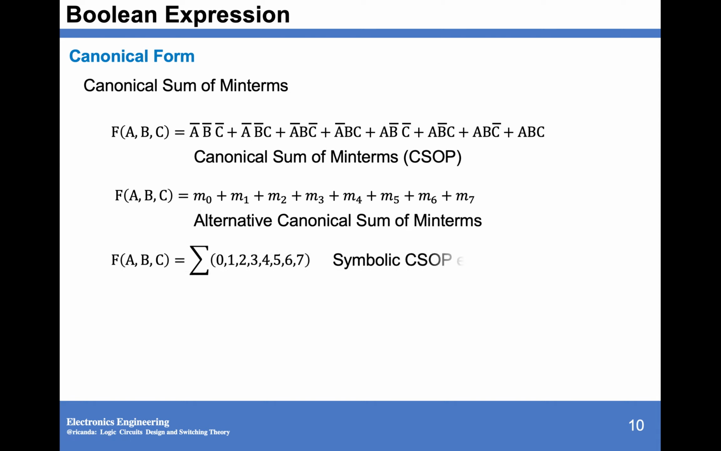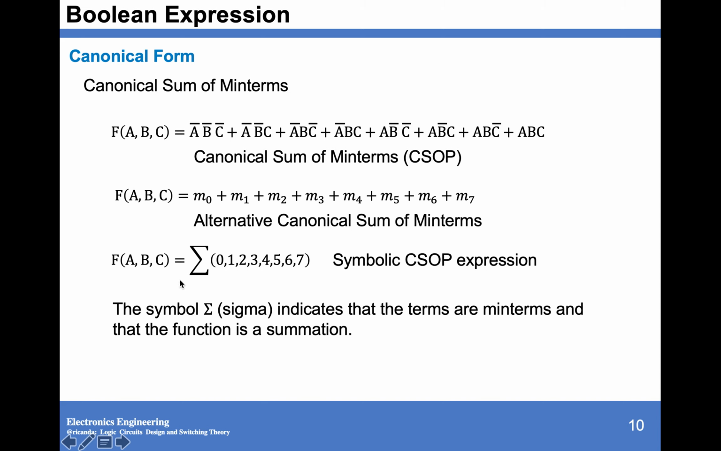And this is your symbolic canonical sum of product expression using the summation sign, because it is a sum of the product. So we have a summation from 0, 1, 2, 3, 4, 5, 6, and 7. So the sigma sign indicates that the terms are min terms and that the function is a summation.